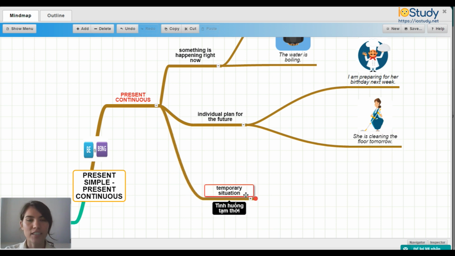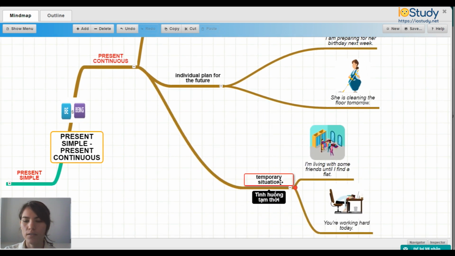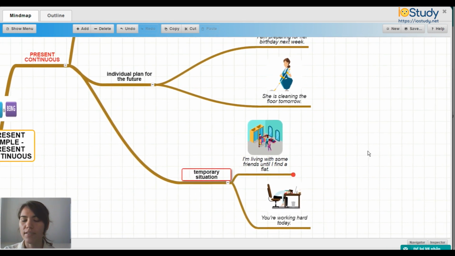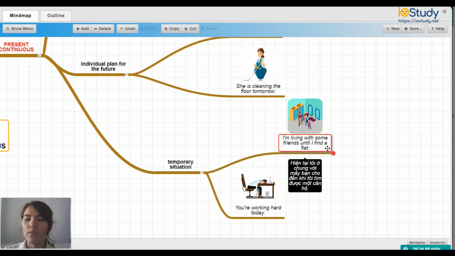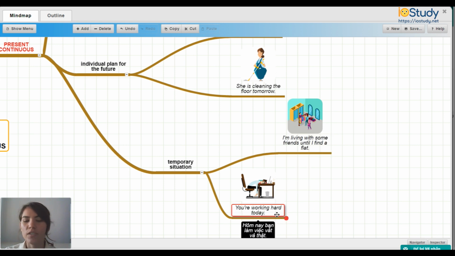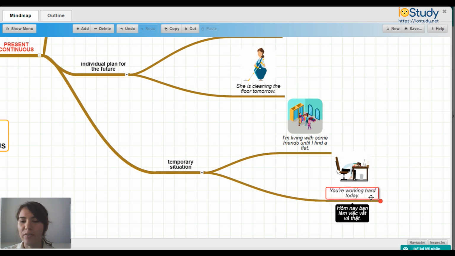Now let's look at a temporary situation. So, here are a couple of temporary situations. Number 1, I'm living with some friends until I find a flat. And number 2, you're working hard today. So these are temporary situations.